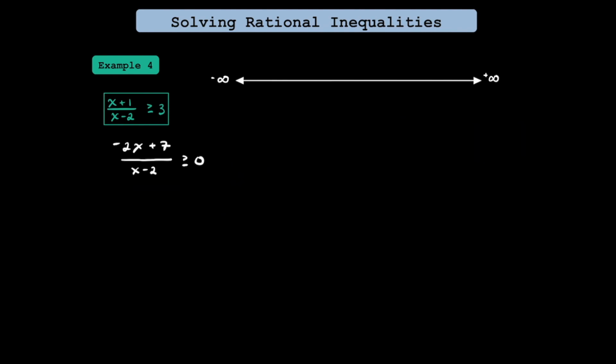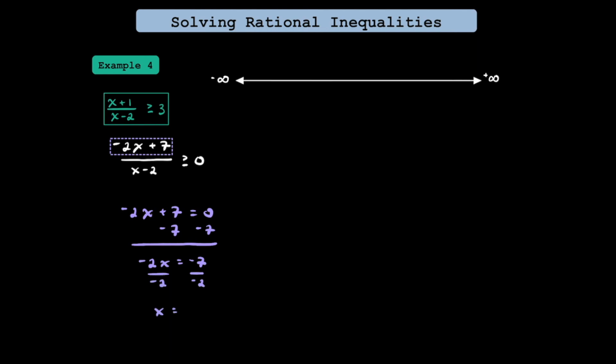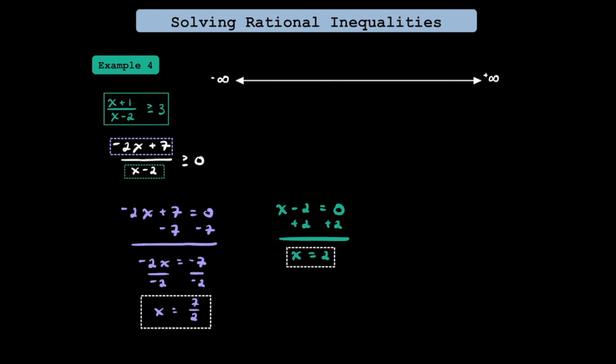Yay! Now that we have one fraction and we have a 0 isolated to the right, we can look for our important points. Let's start by setting the numerator equal to 0. We can subtract 7 from both sides here and get that negative 2x is equal to negative 7. Dividing both sides by negative 2, we're going to get that x is equal to 7 halves. This is one of our important points. Now let's set our denominator equal to 0. Adding 2 to both sides here, we can see here that x is equal to positive 2. In this problem, we have 2 important points.